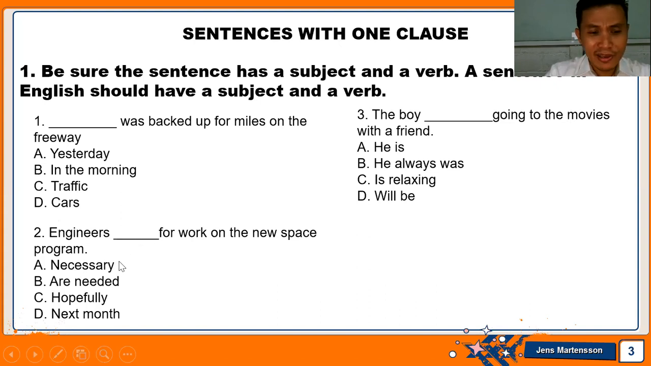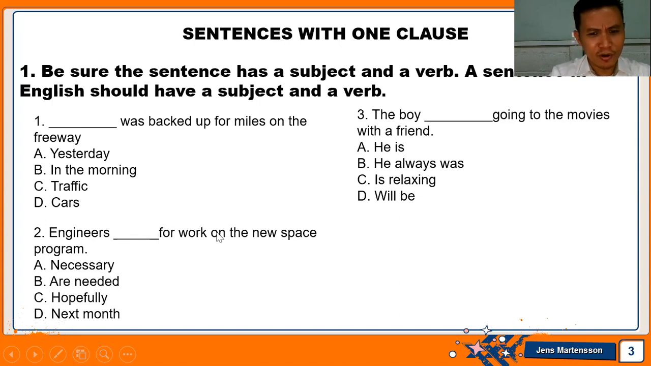So can necessary be a verb or not? No, sir, it's not a verb. Hopefully, is it a verb or not? No, sir. Next month, is it a verb or not? No, sir. The only verb here is be, are needed. Is it active or passive? Passive. What does it mean in bahasa Indonesia?